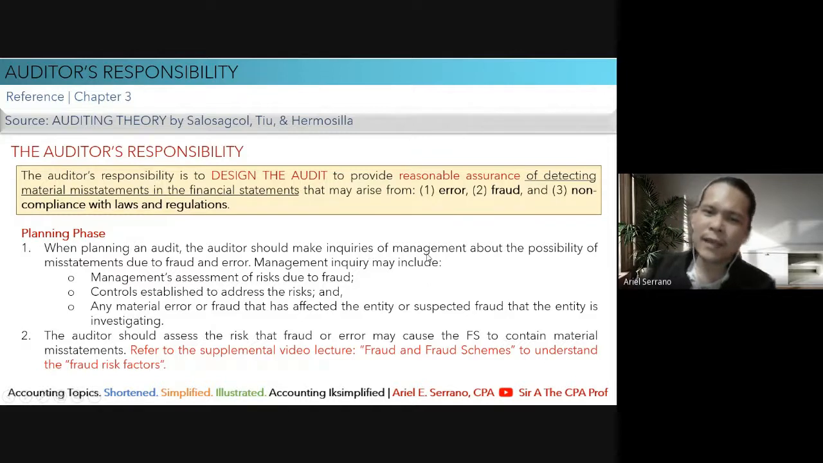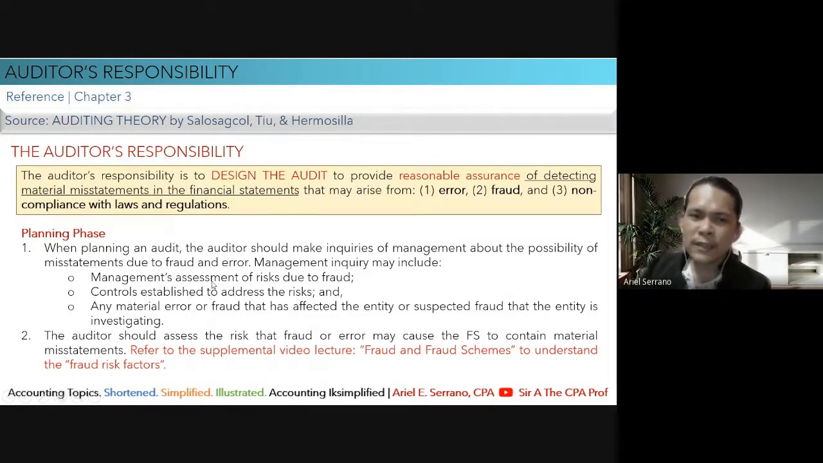Dapat magtanong-tanong tayo sa management about any possibility na magkaroon ng misstatement sa ating FS because of fraud and error. Your inquiry with management may include their assessment of risk due to fraud. Kasi as part of the COSO framework, if they have a well-established na internal control system, part of their risk, it will be part of the risk assessment. Okay? Yung management assessment of risks due to fraud.